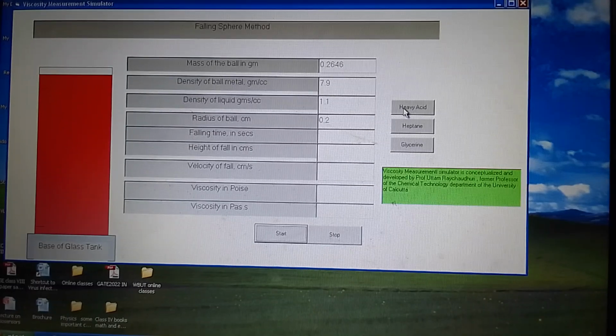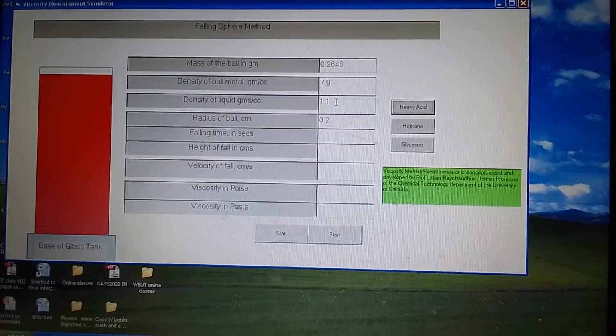Here heavy acid is taken in the system, and its density by default is 1.1 gram per cc. The falling time is measured by the computer's inbuilt stopwatch, the height is already measured, the velocity is calculated, and then viscosity is determined in both poise and Pascal second. Now we'll start with the heavy acid.